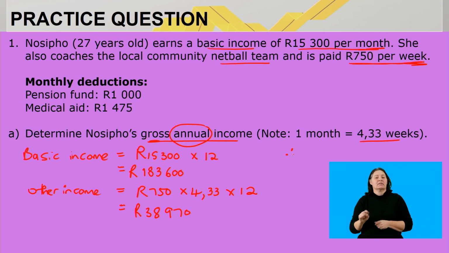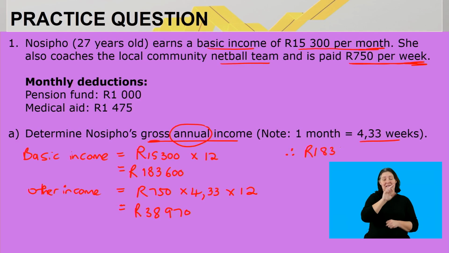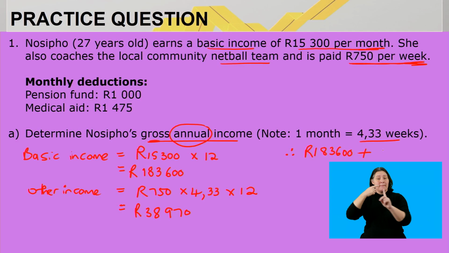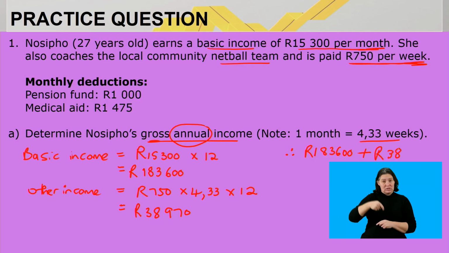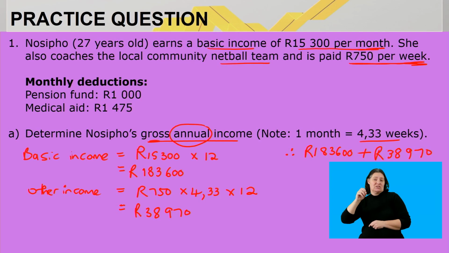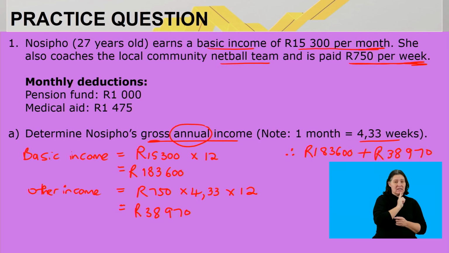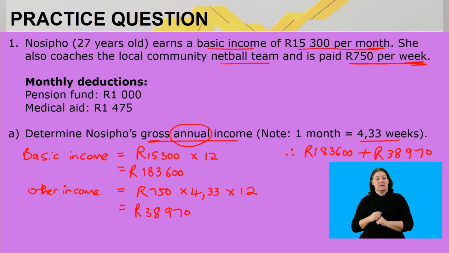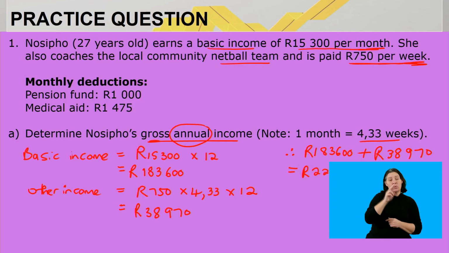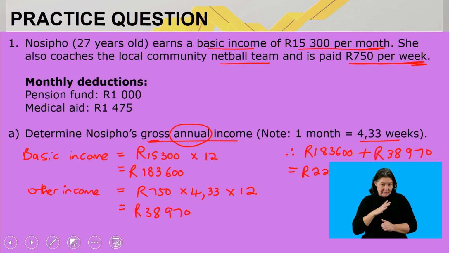So what is the total gross annual income? The gross annual income will consist of your 183,600 Rand plus the additional income for the coaching of 38,970 Rand. Let's add the two amounts together: 183,600 Rand plus 38,970 Rand gives us a gross annual income of 222,570 Rand. I hope that's fine. Okay, let us continue.